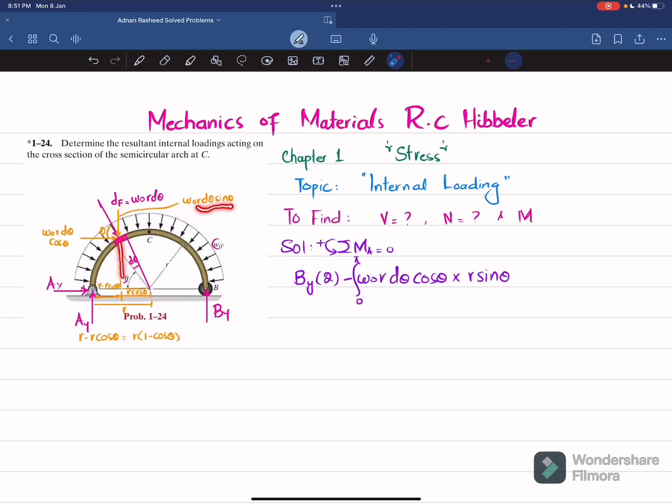And the same is the case for the third force, which will be the dF sine theta component, which is w naught r d theta sine theta, and now the perpendicular distance is this one, which is r times 1 minus cos theta, and it is also producing clockwise moment, so it will be negative.